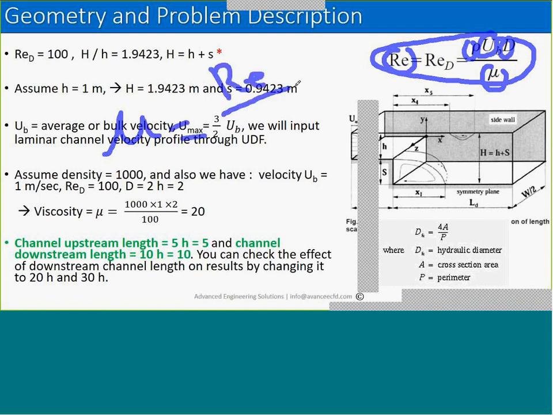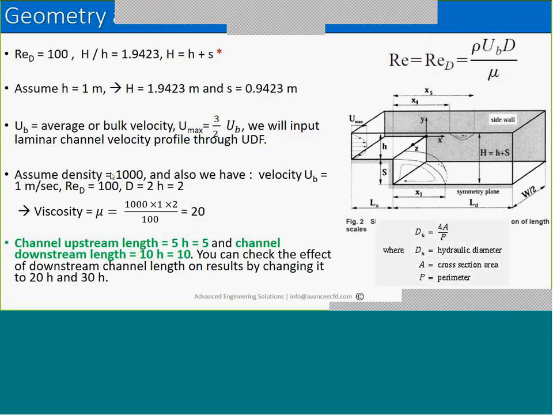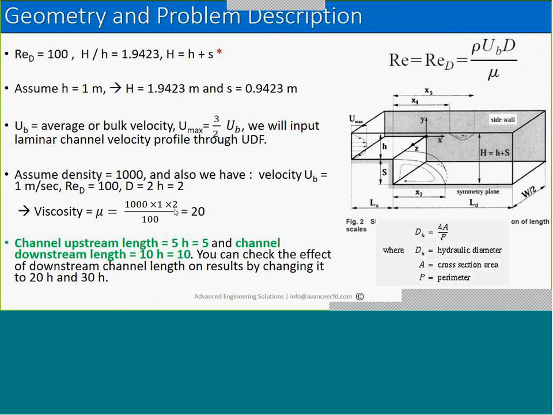So viscosity can be solved, and it is equal to the velocity times diameter divided by the Reynolds number. So it has to be 0.0002. Okay. Now we have some flow parameters, we have some material properties.